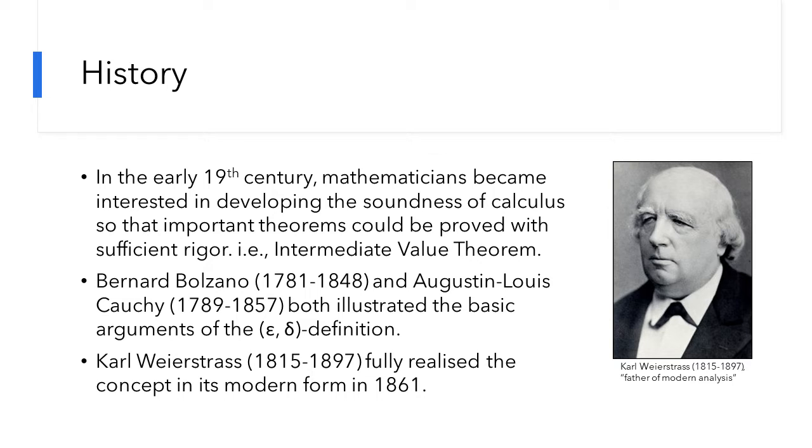In the early 19th century, mathematicians became interested in developing the soundness of calculus so that important theorems could be proved with sufficient rigor. For example, the intermediate value theorem. Bohemian mathematician Bernard Bolzano and French mathematician Augustin Louis Cauchy both illustrated the basic arguments of the Epsilon-Delta definition, but it was Karl Weierstrass who fully realized the concept in its modern form in 1861. And for this he is often called the father of modern analysis.